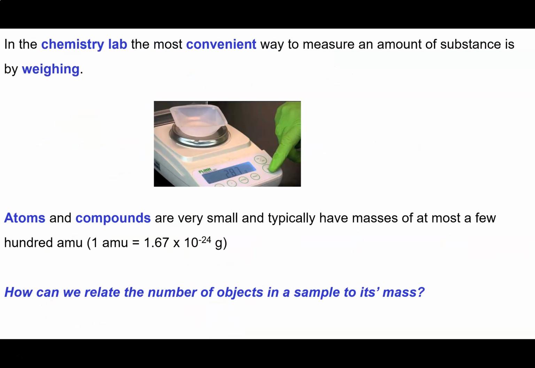So in the chemistry lab, the most convenient way to measure the amount of a substance is by weighing, right? We have 2 decimal point balances, so we measure amounts somewhere between about 0.01 grams up to maybe about 1,000 grams. Those are really convenient amounts of things. The difficulty that we have is that atoms and molecules typically have masses that are a lot smaller than the amounts that are convenient to weigh.